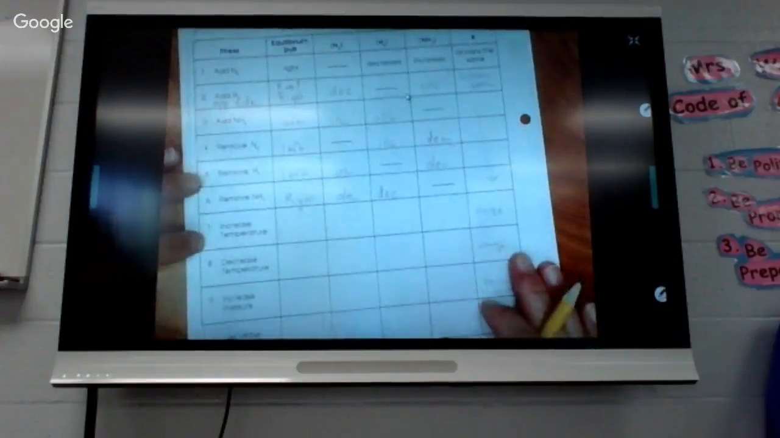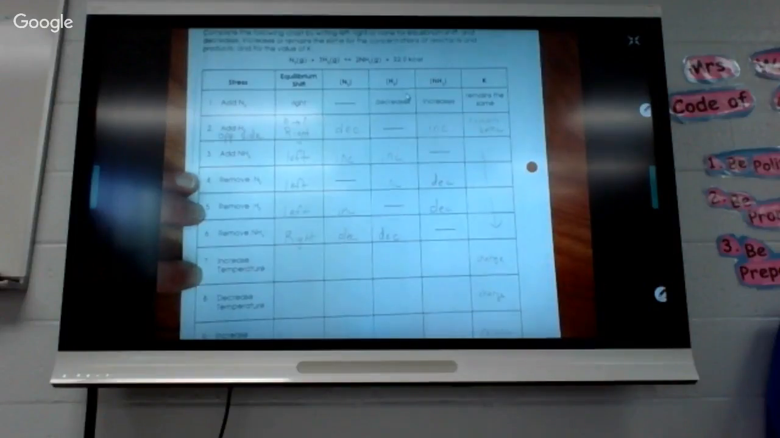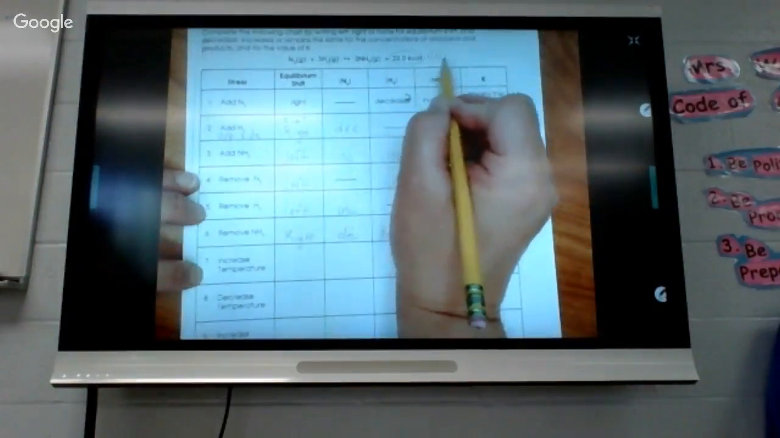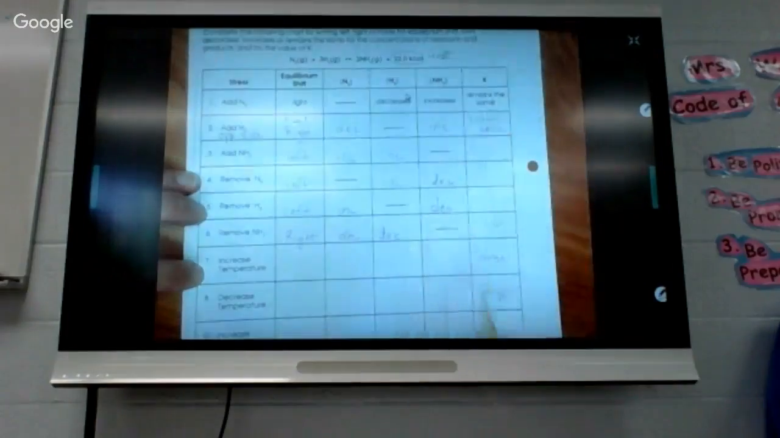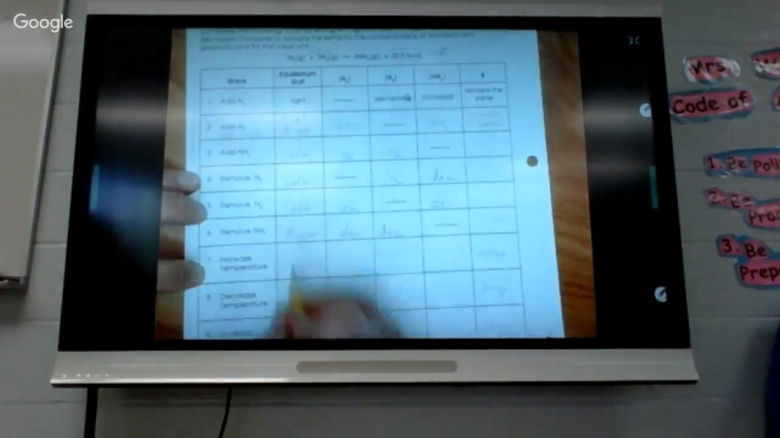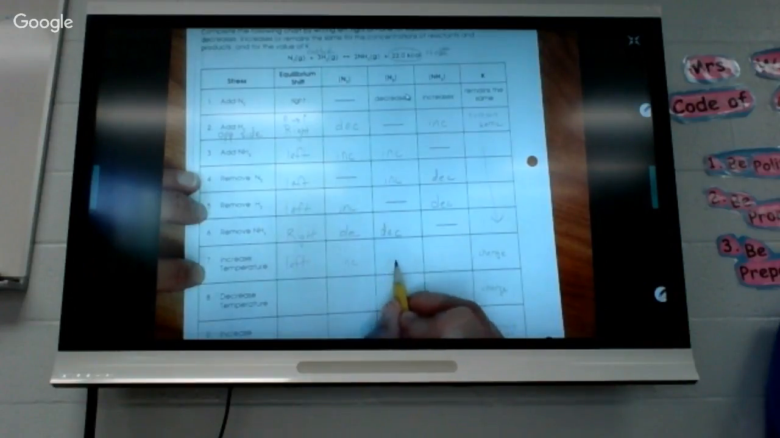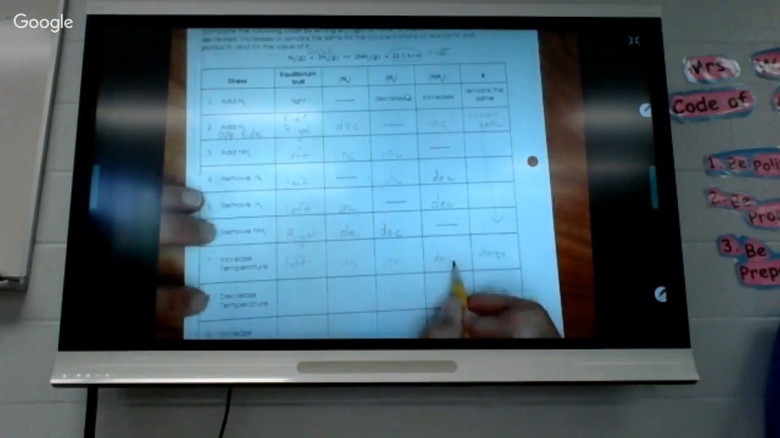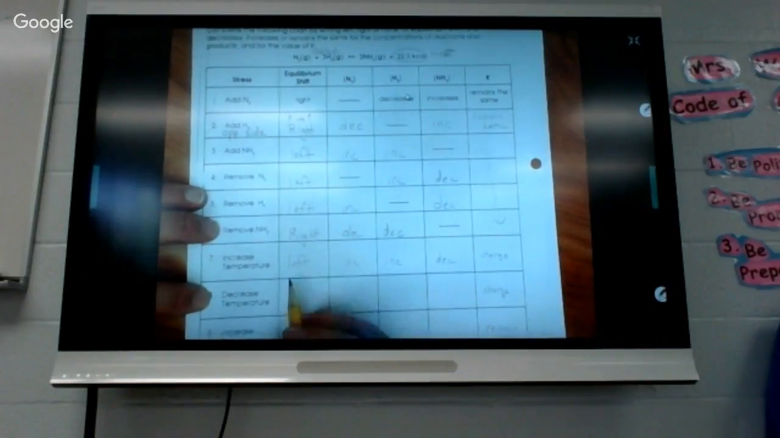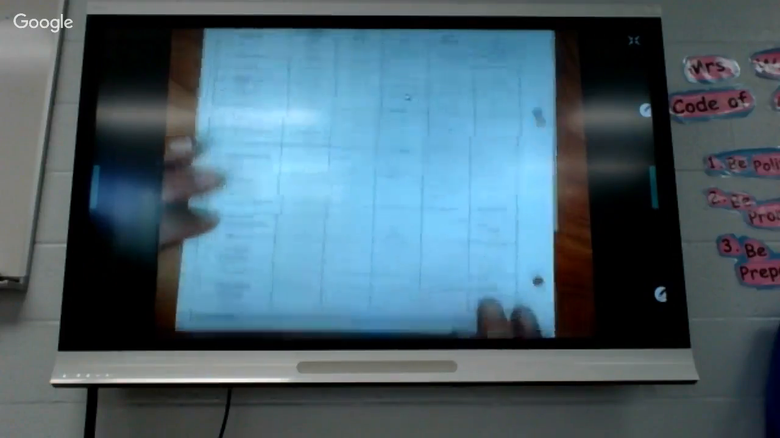All right. If I increase temperature, it has to go to the colder side. And remember, this right here is your heat. So the colder side is this side. That means it's going to the left. So that means N2 will increase and NH3 will decrease. If I decrease temperature, I'm going towards the heat, which is the right, and that means decrease and increase. All right, so I've got to raise my paper here.